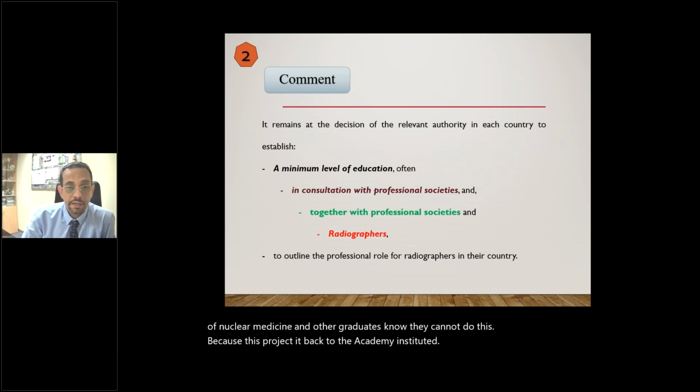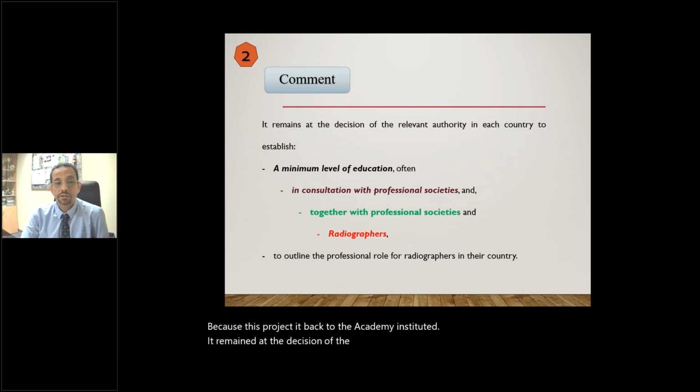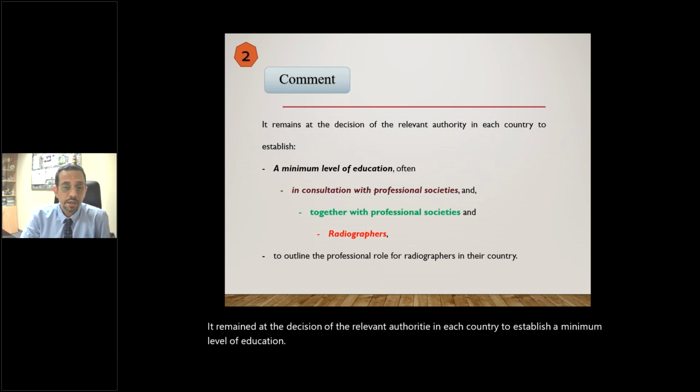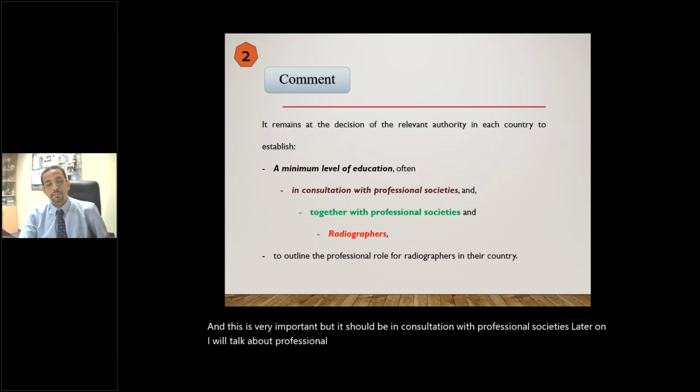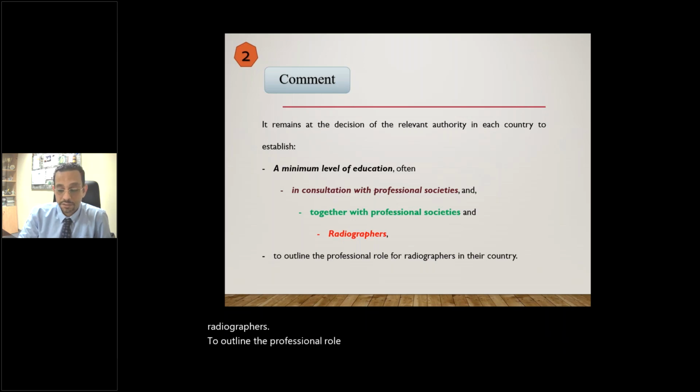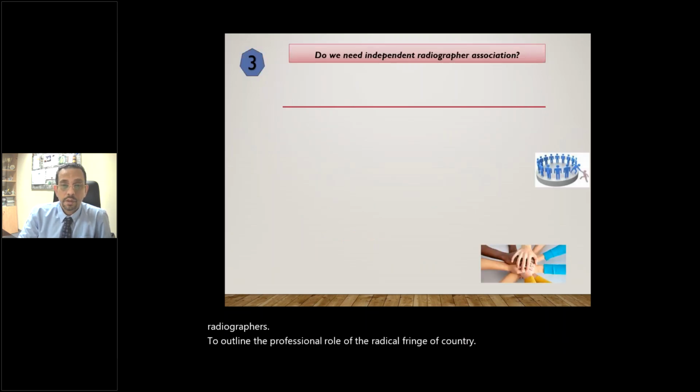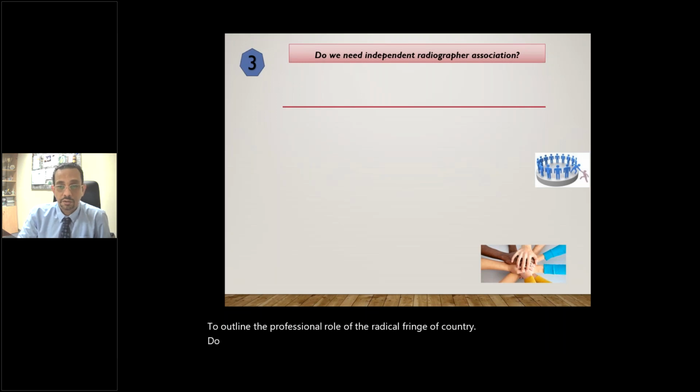It remains at the decision of the relevant authority in each country to establish a minimum level of education, and this is very important, but it should be in consultation with professional societies. Later on, I will talk about professional societies, and together with the professional society and radiographers, to outline the professional role of the radiographer in their country. Now, do we need independent radiographer associations or societies? And what's the difference between association and society?